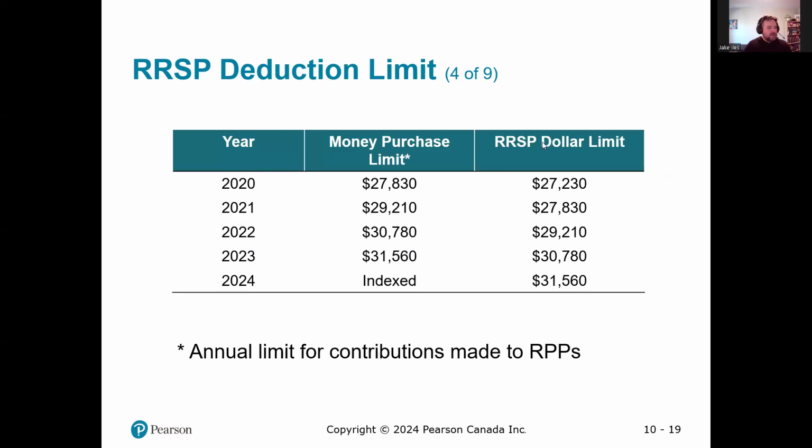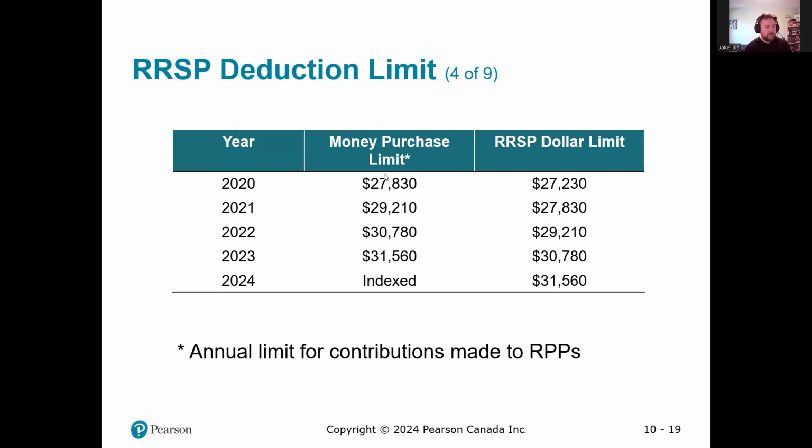Now, we calculate 18% of earned income, but someone who makes $1 million, we don't want them contributing $180,000 to their RSP. So the dollar limit, or the amount of contribution space, is limited. The money purchase limit is slightly higher. It's the annual limit for contributions to RPPs because you and your work are adding to it. Their limit is slightly higher.